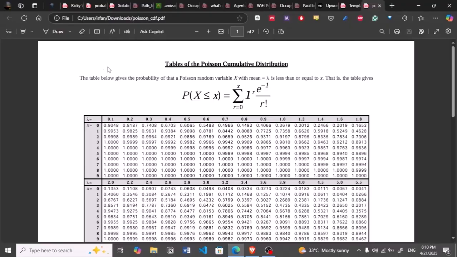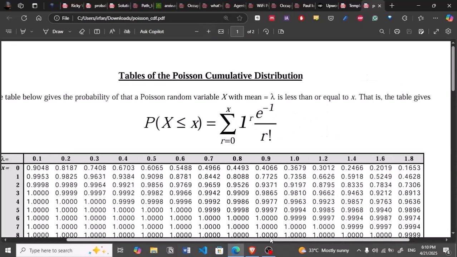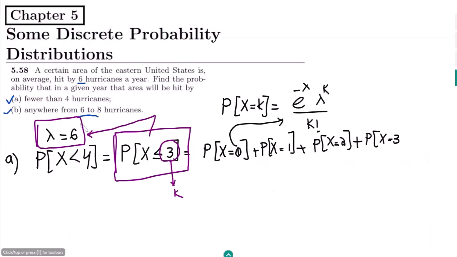So this is the table, you can see it here. Let me increase it. This is a table, and these are the values of lambda from 0.1 up to 1.8, while these are the values of x or k. Our value of lambda here is 6, so we have to search for 6, and in the column of x we have to search for 3.